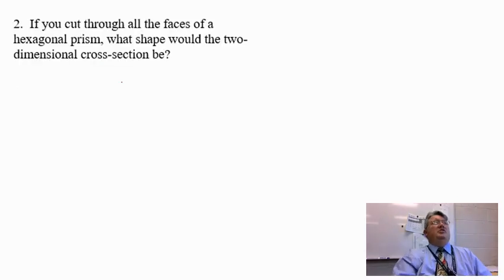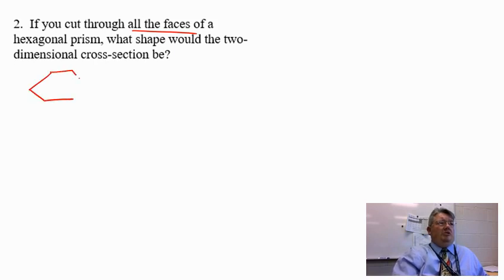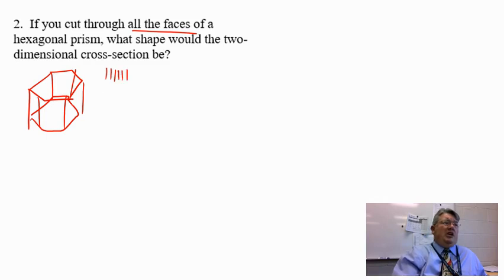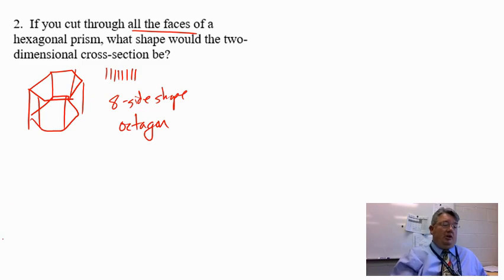If you cut through all the faces of a hexagonal prism. A hexagonal prism is like a honeycomb, right? It looks like that, and it comes like that. So if I count all the faces, I've got 1, 2, 3, 4, 5, 6 sides, one for each of the sides of the base, and then 2 bases. That makes 1, 2, 3, 4, 5, 6, 7, 8. That's an 8-sided shape, which is going to be an octagon. I do expect you to know those basic names of shapes that we talked about in class.